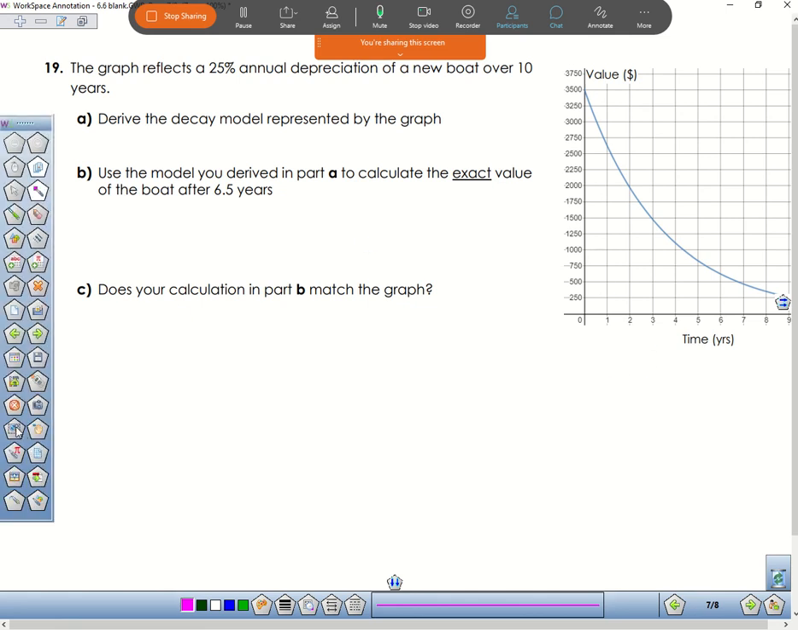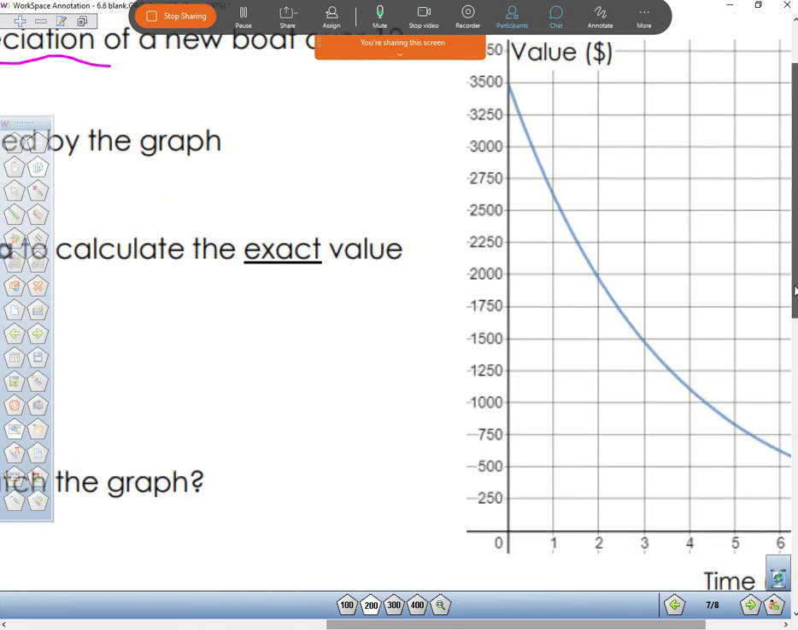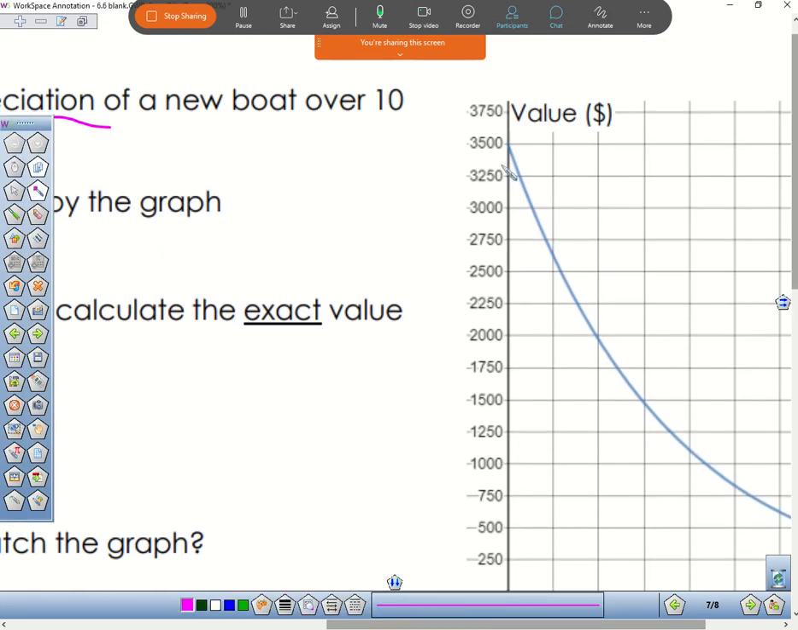So this is decay. And this is just regular decay. It's not continuous or anything like that. So if we zoom in here, the first thing you're going to want to find is your y-intercept. Okay, this is my y-intercept, and that is at 0, 3,500.